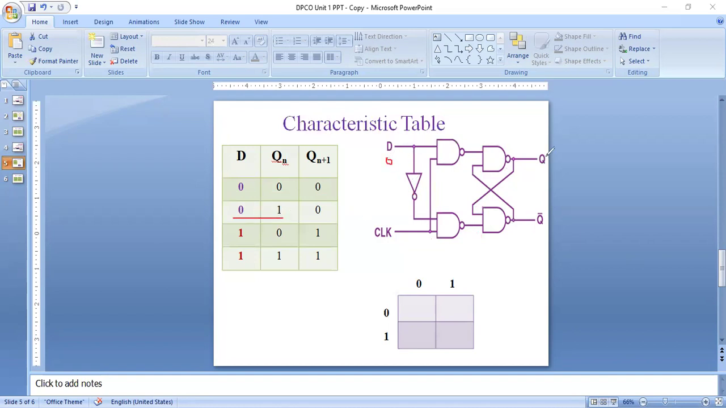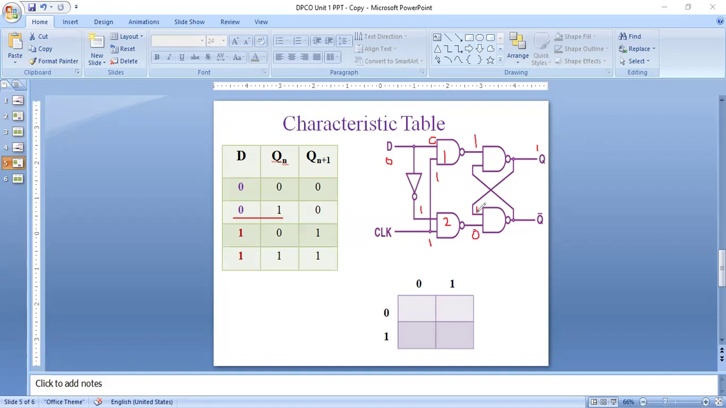D is 0 and my present state is equal to 1. 0 will be given to the first NAND gate. This is the first NAND gate. And the complementary action, 1, will be given to the second NAND gate. This is the second NAND gate. Clock pulse is by default 1, rising it's 1, 1. So 0.1 is 0. Complementary action 1. 1.1 is 1. Complementary action 0.